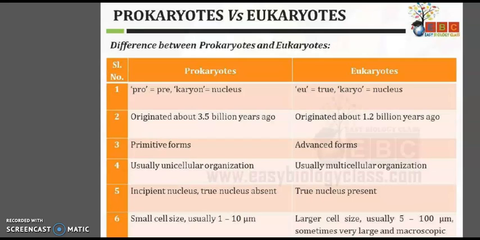Prokaryotes are usually unicellular organisms, whereas eukaryotes are multicellular organisms. In prokaryotes, the nucleus is absent, whereas in eukaryotes, a true nucleus is present. The size of prokaryotes is usually small, between 1 to 2 micrometers, and in eukaryotes it's large, usually 5 to 100 micrometers, sometimes very large and sometimes macroscopic.